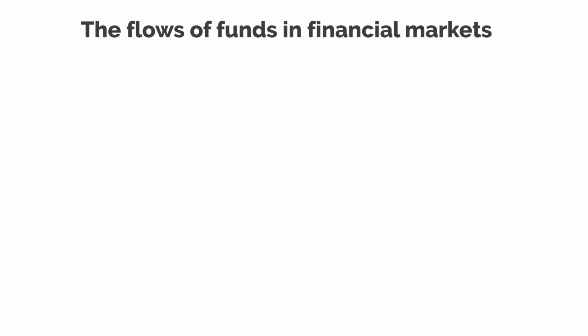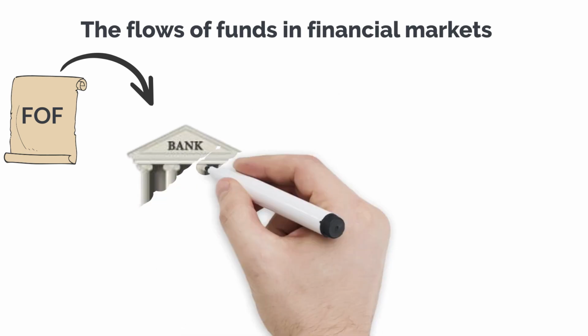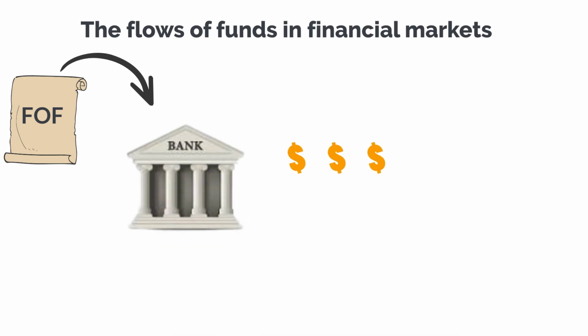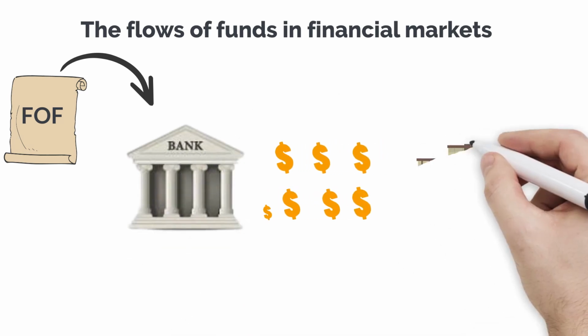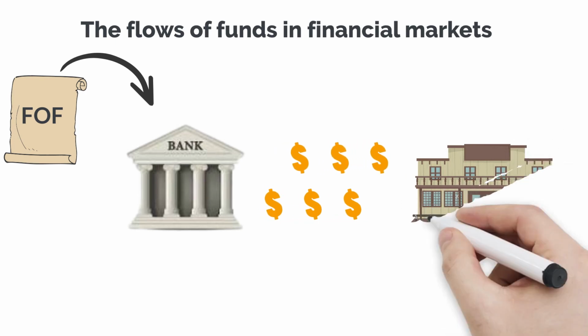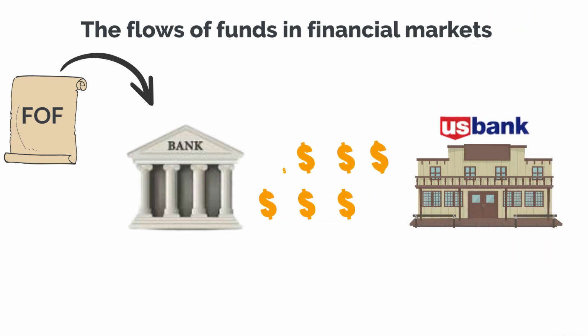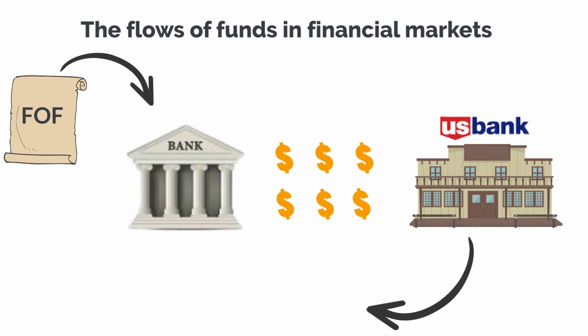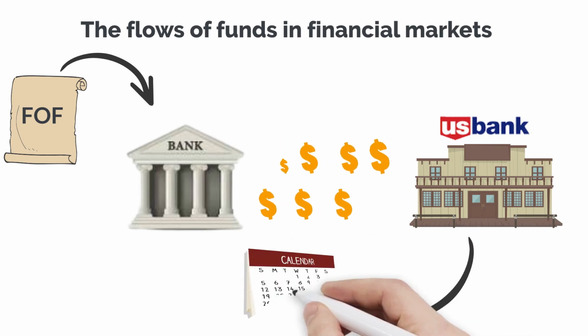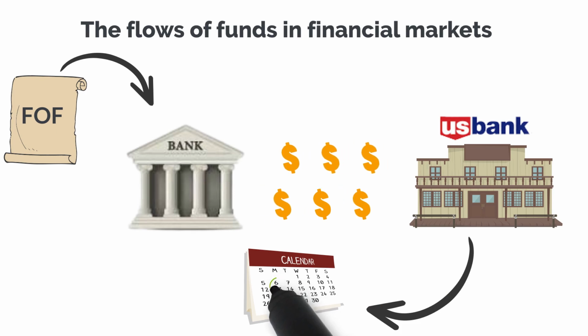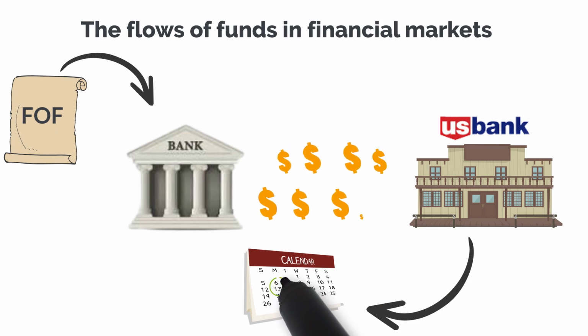The flows of funds in financial markets. Flow of funds, FOF, are financial accounts that are used to track the net inflows and outflows of money to and from various sectors of a national economy. Macroeconomic data from flow of funds accounts are collected and analyzed by a country's central bank. In the United States, this data is released by the Federal Reserve Bank approximately 10 weeks after the end of each quarter.